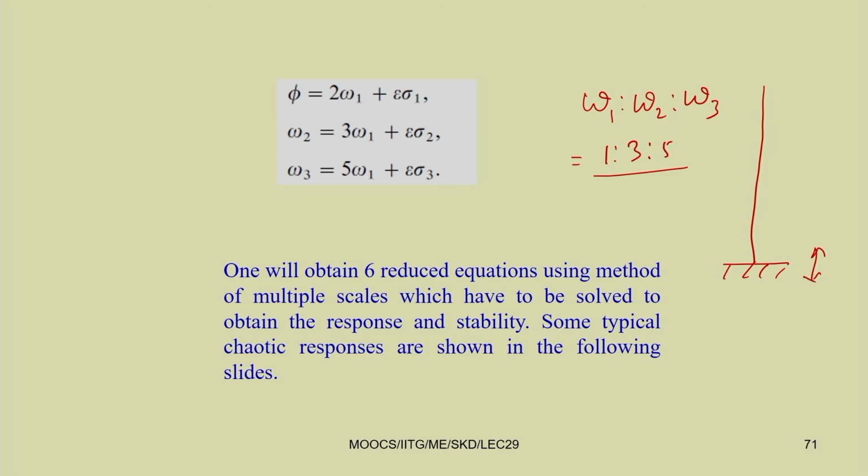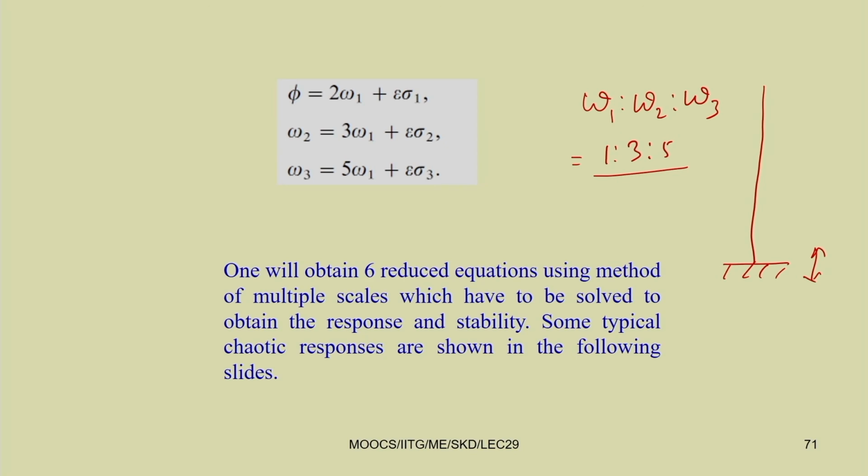By using this detuning parameter, we can write phi equal to 2 omega 1 plus epsilon sigma 1, omega 2 equal to 3 omega 1 plus epsilon sigma 2, and omega 3 equal to 5 omega 1 plus epsilon sigma 3. So, here we can get 6 reduced equations.